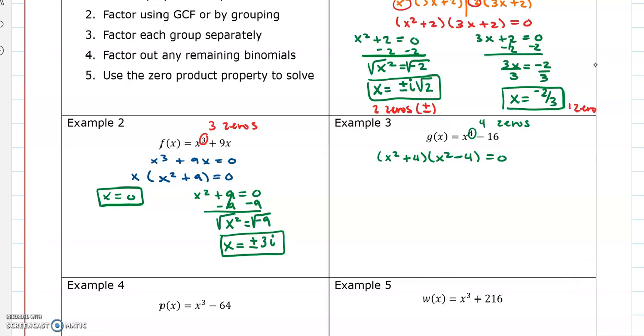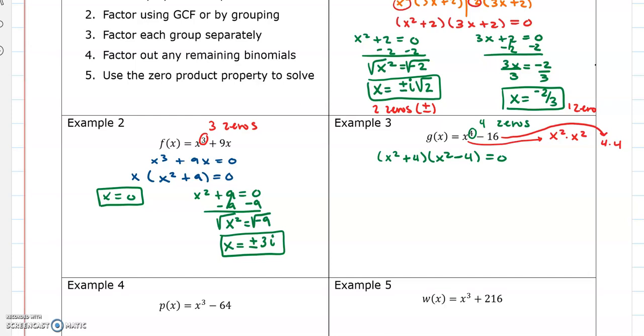Because this x to the fourth, I'm going to draw a little arrow over here, that can give me x squared times x squared. And then this 16, draw an arrow over here, that's 4 times 4. So that's how I get x squared plus 4, and then x squared minus 4. Have to have a plus and a minus in order to cancel out that middle term, and that's why we don't have that middle term.